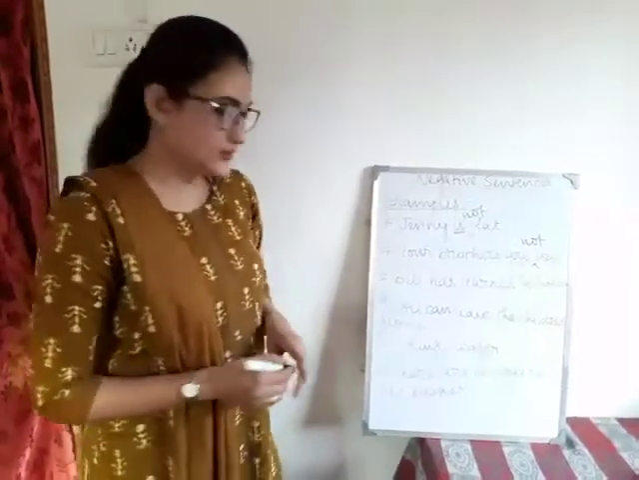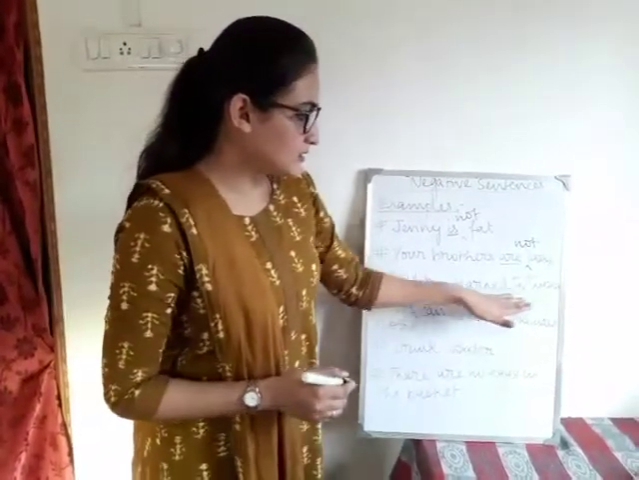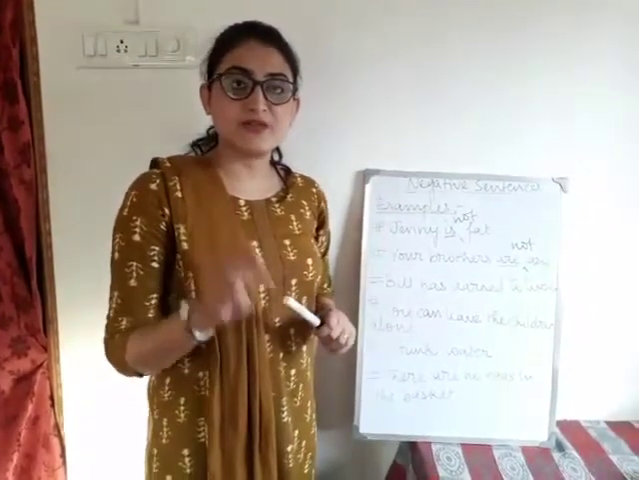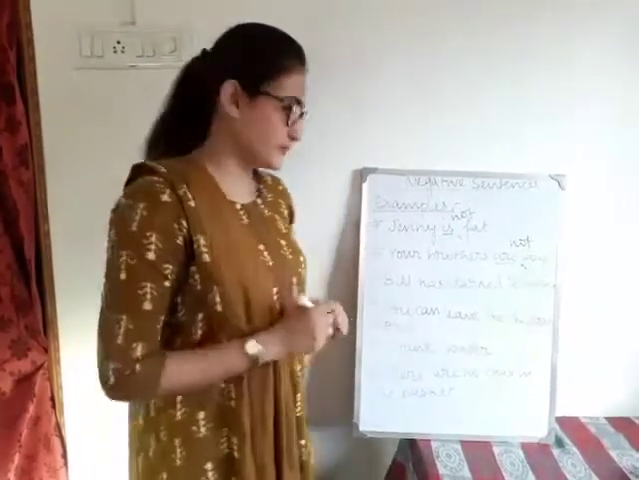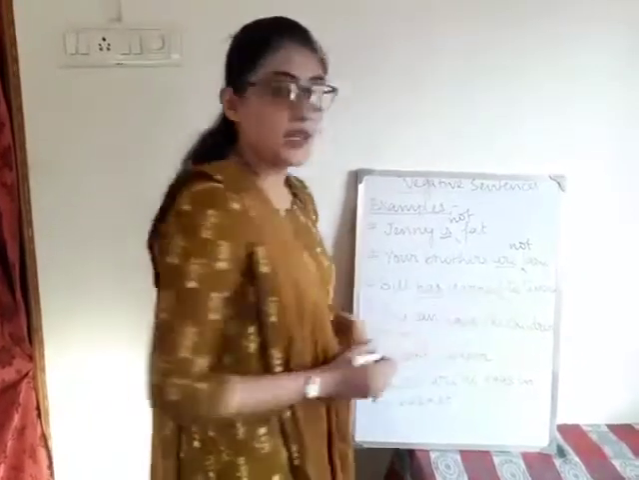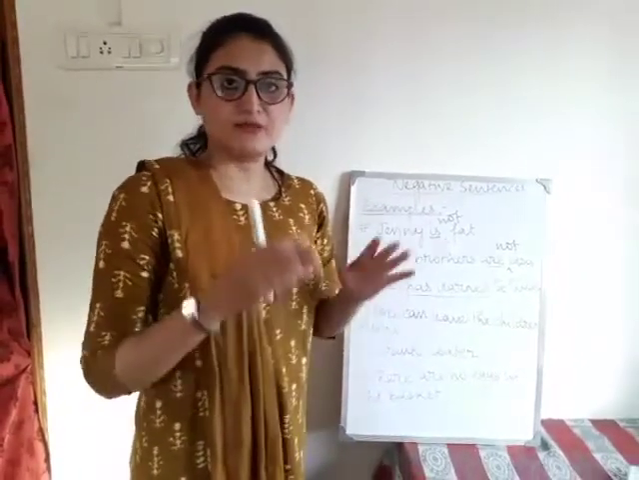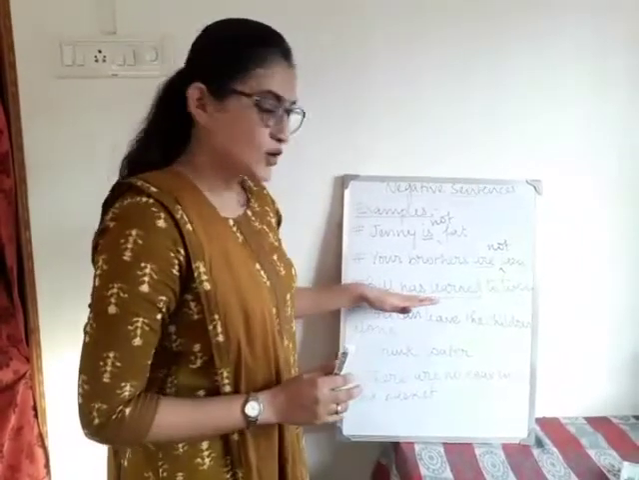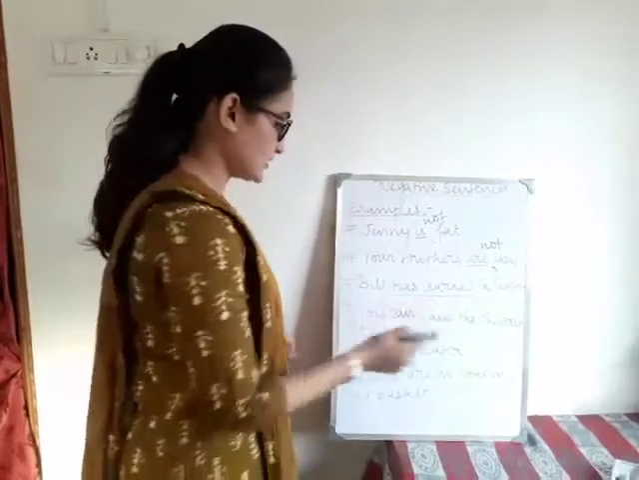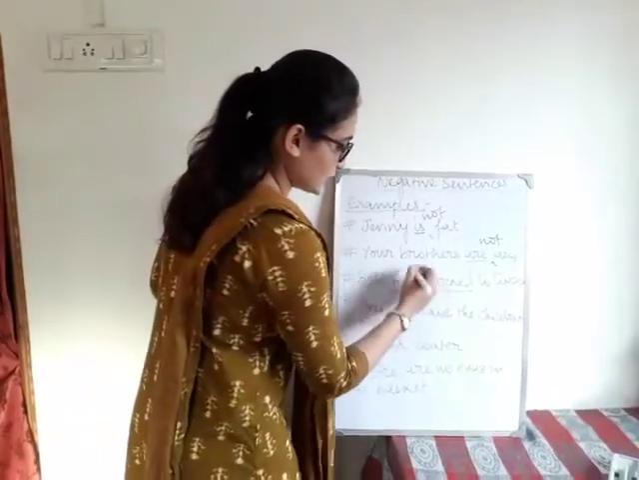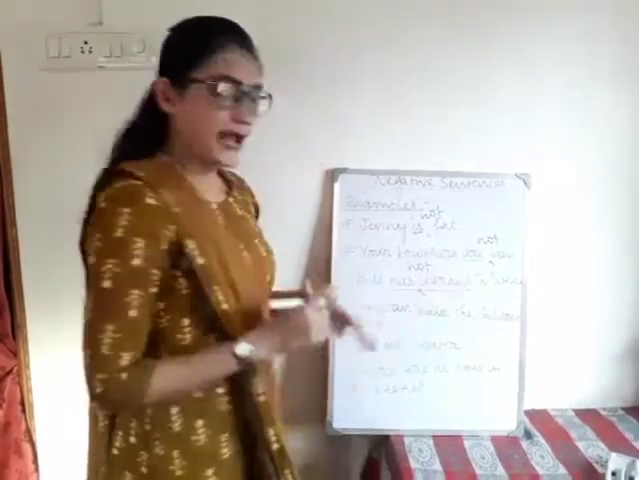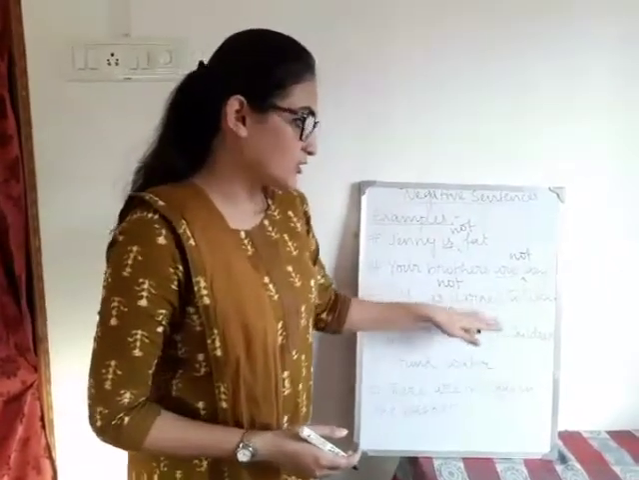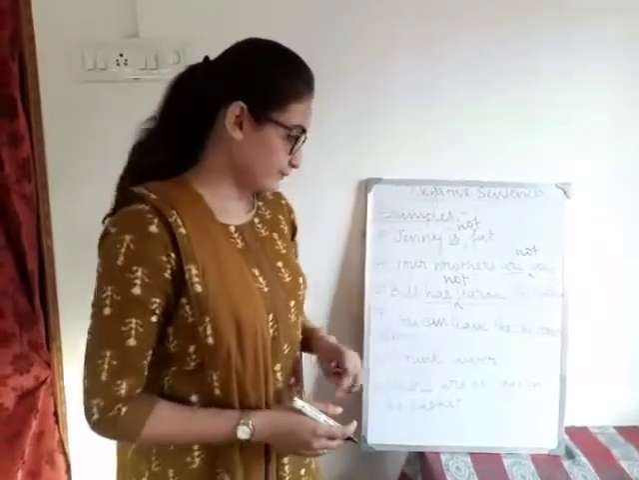The third example: Bill has learned to type. In this sentence, we find that there are two verbs, has learned. When there are two verbs, what will we do? We will place the not right after the first verb. This is the first verb, and we will place the not after this. This way we can change it into a negative sentence, that is, Bill has not learned to type.